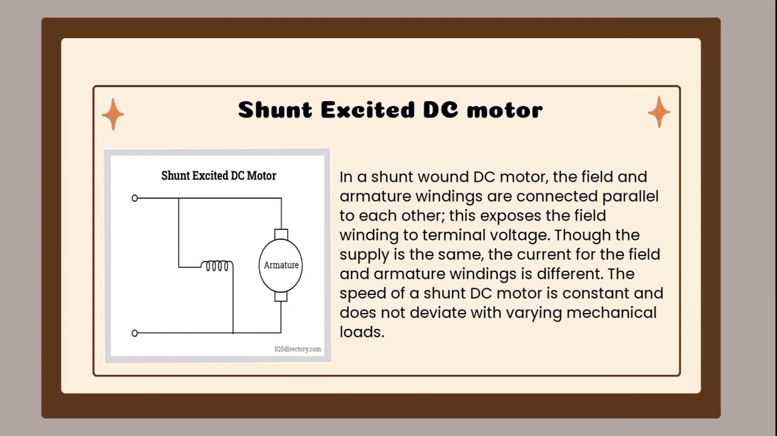Shunt-excited DC motor. In a shunt-wound DC motor, the field and armature windings are connected parallel to each other. This exposes the field winding to terminal voltage. Though the supply is the same, the current for the field and armature winding is different. The speed of a shunt DC motor is constant and does not deviate with varying mechanical loads.